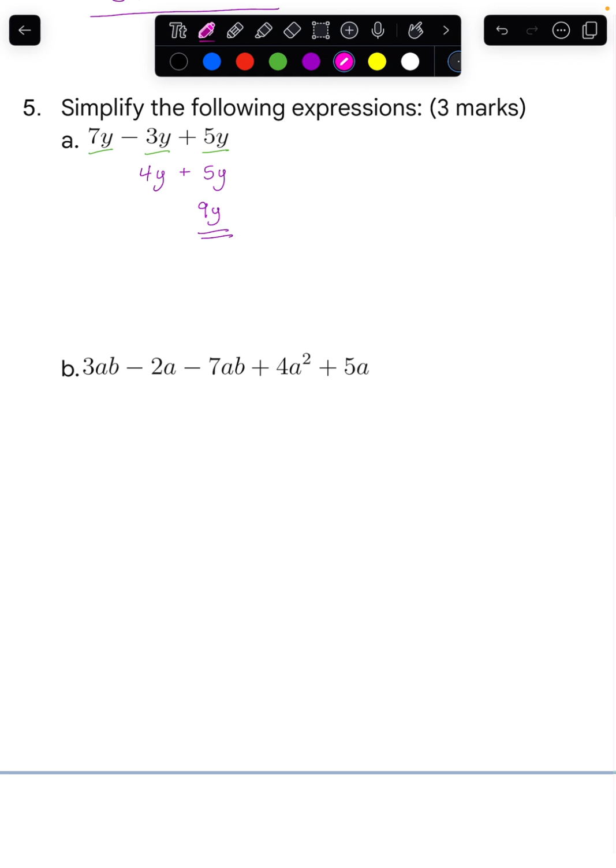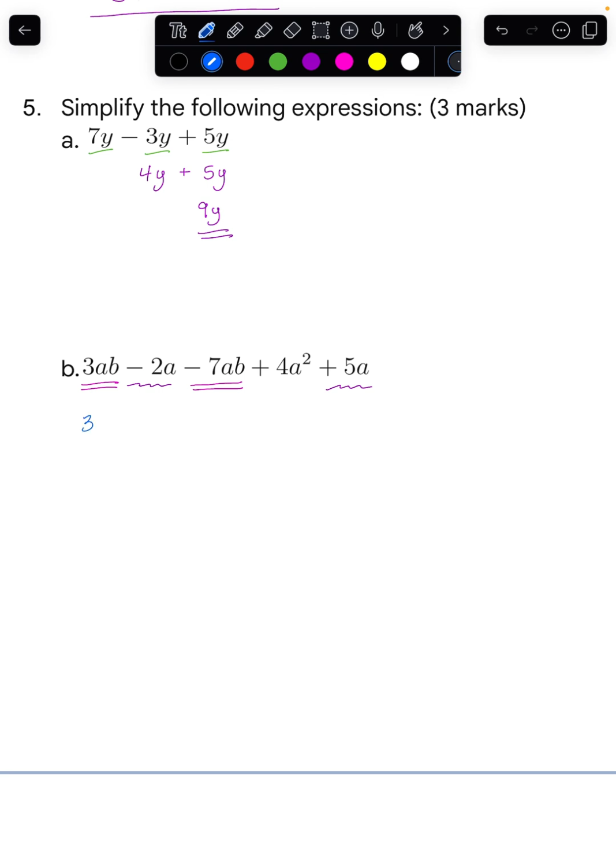And in this case, 3ab and negative 7ab are like terms. We have some other like terms, so this negative 2a and plus 5a, those are like terms. And then 4a squared doesn't have any like terms, so it's just going to stay there. It's just going to be 4a squared. But let's reorder this so it's easier to do the math. We're going to push all the like terms together.